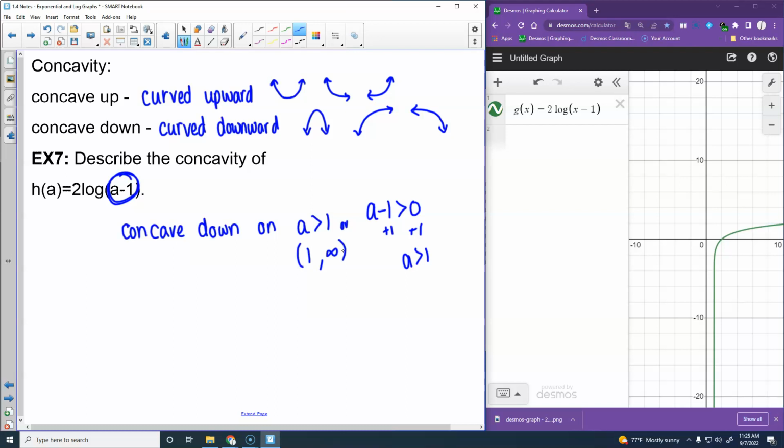The good thing about this is when you do the homework that you're going to have for this, you are going to find the domain first. So when you find the domain, then you just can use the domain for your answer for a lot of the other problems there. Okay?